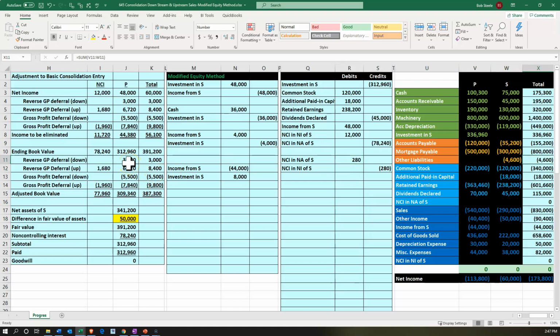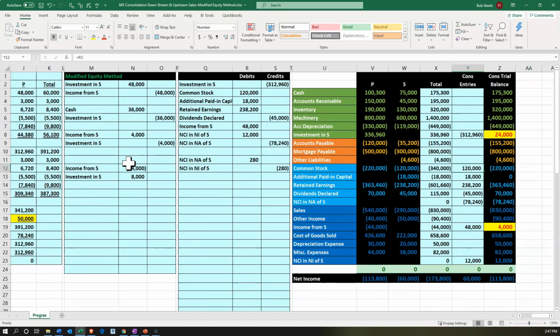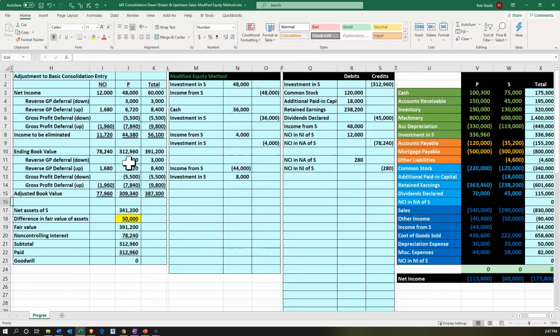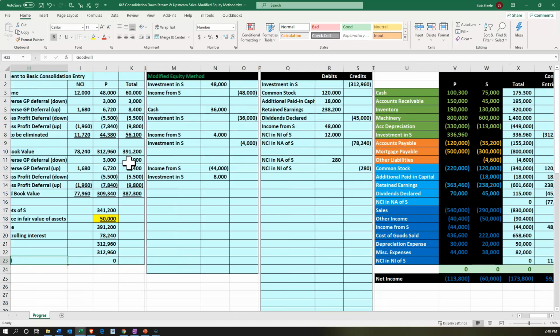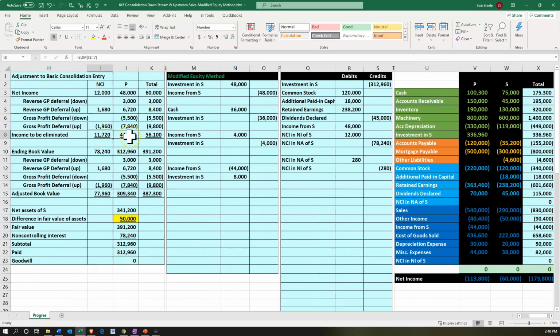All right, so adjustment to the non-controlling interest, that's in the balance sheet. So I'm going to say F2 plus F2 is going to be that 280. And now this amount, of course, that 77,960 is going to be that 77,960 here. And then this one, I'm going to say F2 plus F2, this is going to be that 280. So now that 11,720 is going to be this 11,720 there.